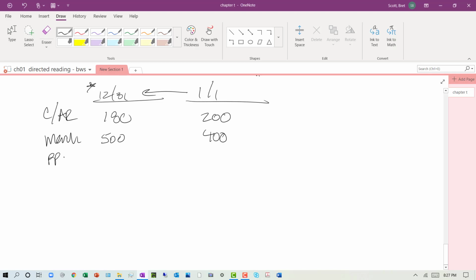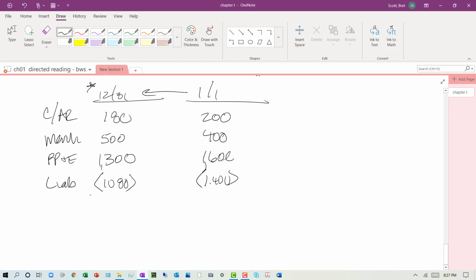Then we had PP&E. It started off at 1600 and then ended up at 1300. So it went down in that case. And liabilities, put a credit, 1400. They went down to 1080. Okay.